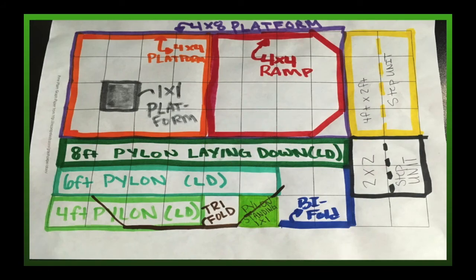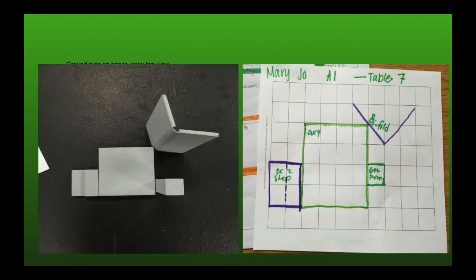So this is an example of a ground plan using the unit sets. Now they're all kind of stacked on top of each other. Let's look at more examples of a ground plan using the unit set. Alright, so I'm looking at this from above. As you can see, it's drawn in a ground plan to the right. So I've got my 2 by 2 step unit. I have a 4 by 4 platform. I have a 6-foot pylon. You see how the 6-foot pylon is standing up, so I don't draw it all out, 6 squares. And then I have my bifold. This is an example of ground plans. Ground plans can be simple and are very effective for you as a first step to designing your set.